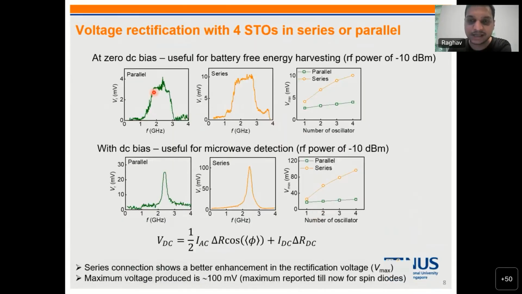For the zero DC bias, since they have canted anisotropy, when we connected 4 diodes or oscillators, they show a very broadband kind of signal. And as we increase the number of oscillators in series or parallel connection, they show an increase in the DC rectified voltage. Similarly, when we apply DC bias, there is a spin torque, and that also increases your DC voltage. We reported up to about 100 millivolt using these 4 devices in series. So we can see that the series configuration, shown by this orange curve, is more useful, and you can easily think that even batteries and solar panels we connect in series, because these spin diodes act as a voltage source, and when we connect in series, their voltage will increase.